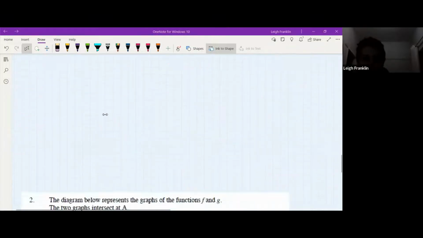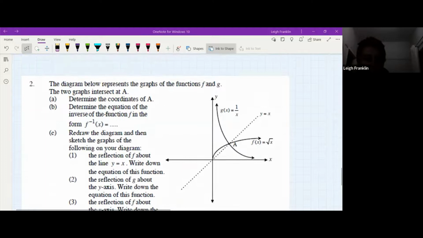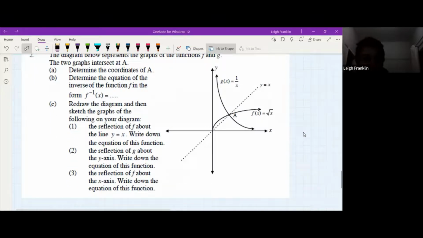All right, good stuff. Okay, so here was the question that I wanted you guys to try by yourselves. We've got the functions f and g that have been sketched, and the two graphs intersect at A. So g of x is 1 over x, and f of x is root x. Are these two graphs an inverse of one another? Or is f of x the inverse of g of x, should I say?